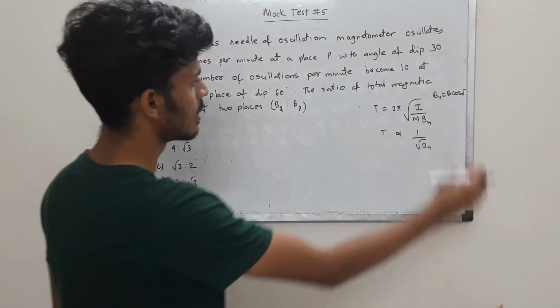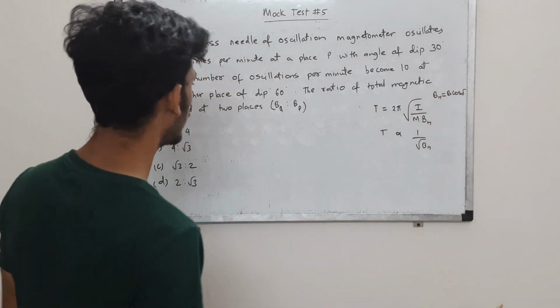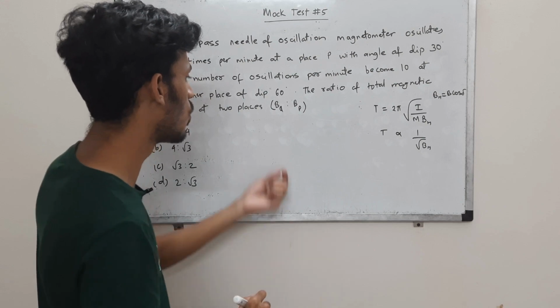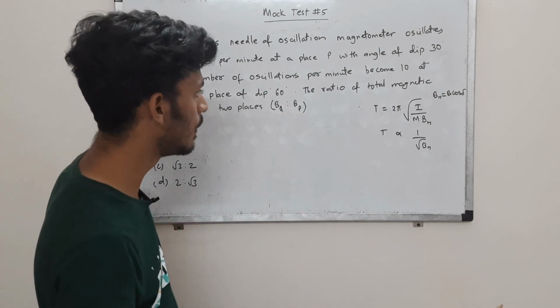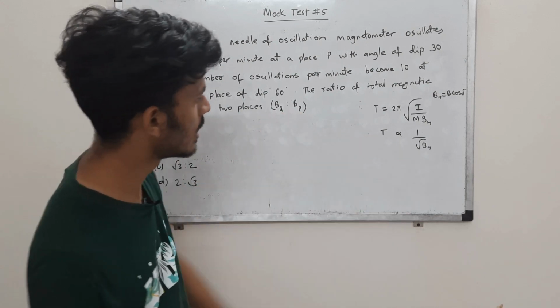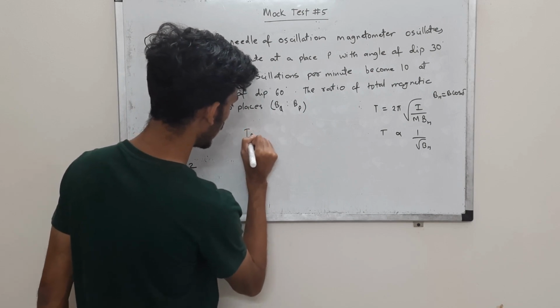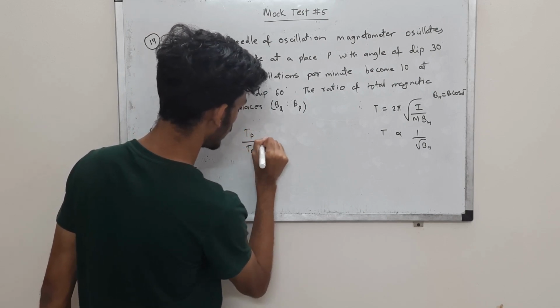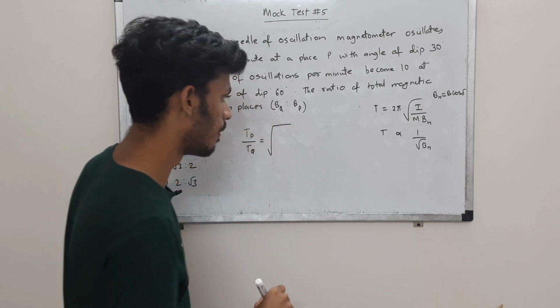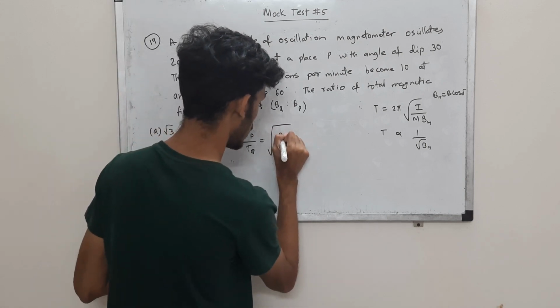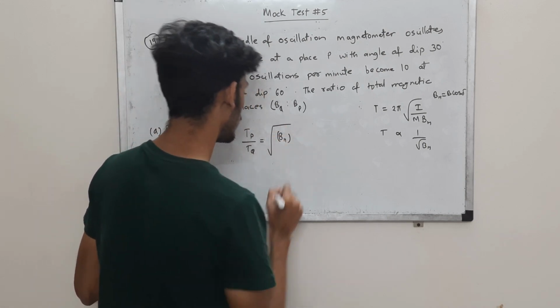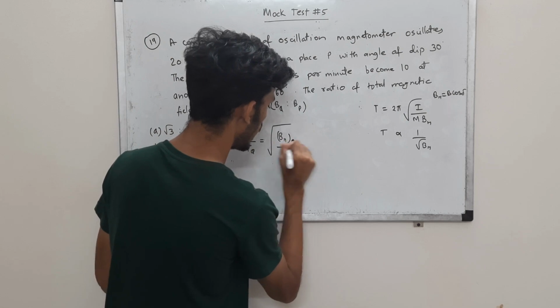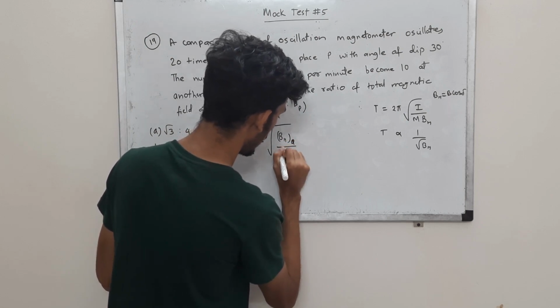You can express horizontal magnetic field in terms of net magnetic field. Now we want the ratio of BQ by BP. So you can see the inverse relation. So I'll take TP by TQ. So this will give us BH of Q divided by BH at P.